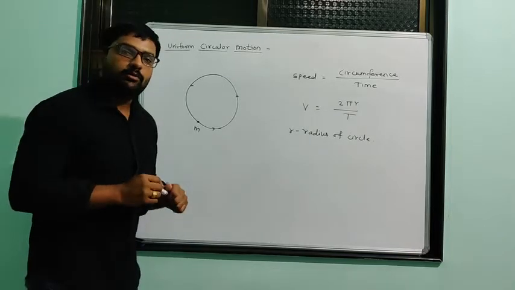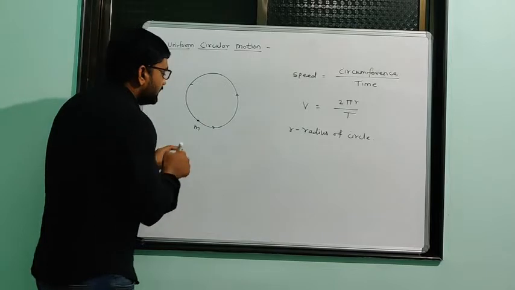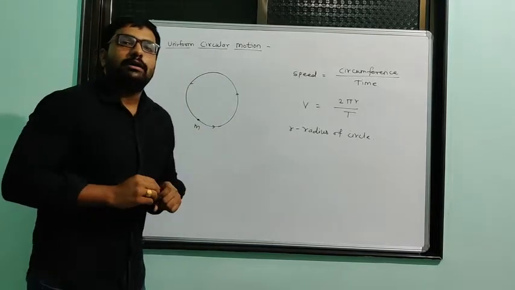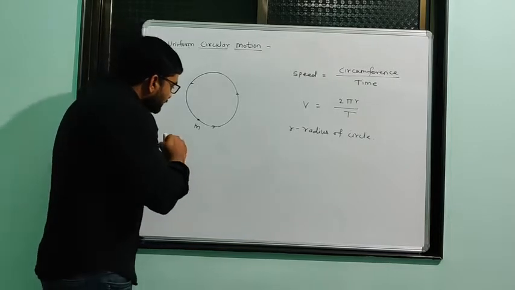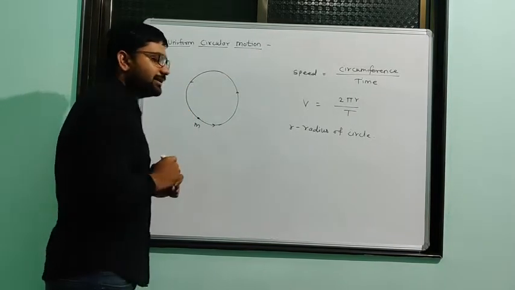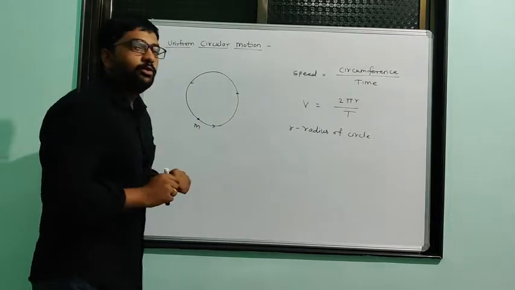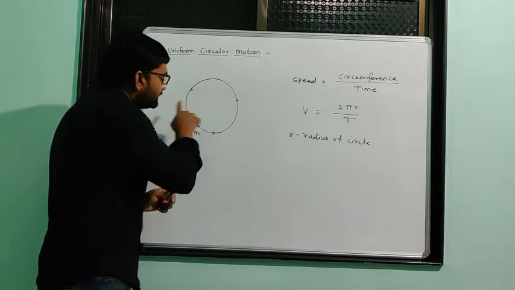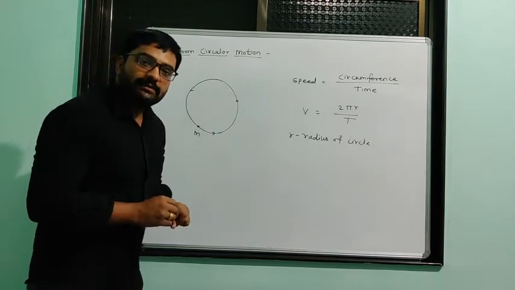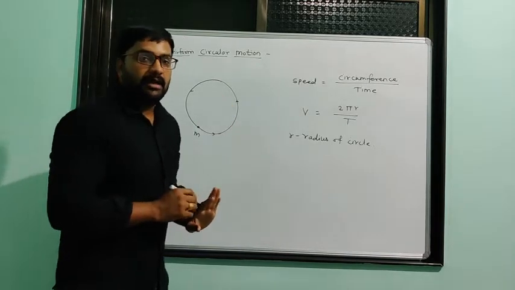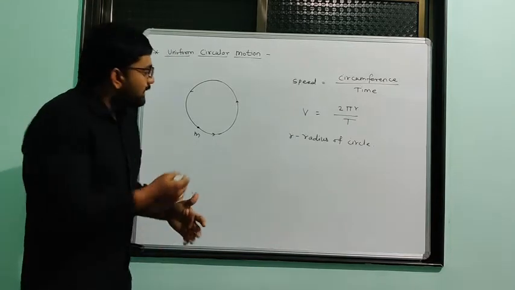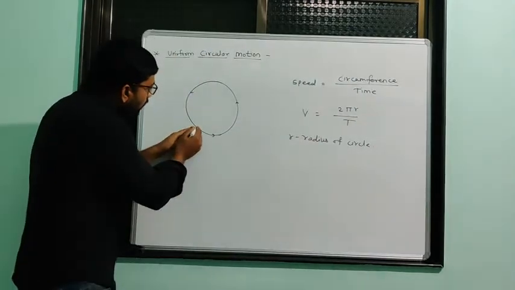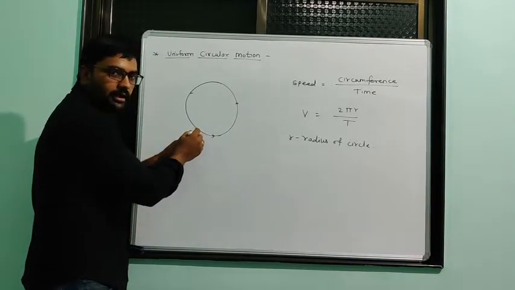So in uniform circular motion, suppose this is the starting point of an object. If it covers one circular path and again comes to its original position, then after covering that much distance, it covers a distance equal to the circumference of the circle. This is the starting point and this is the end point. Here speed is given by distance upon time, but here the distance is the circumference of a circle, and the time is for one complete round.